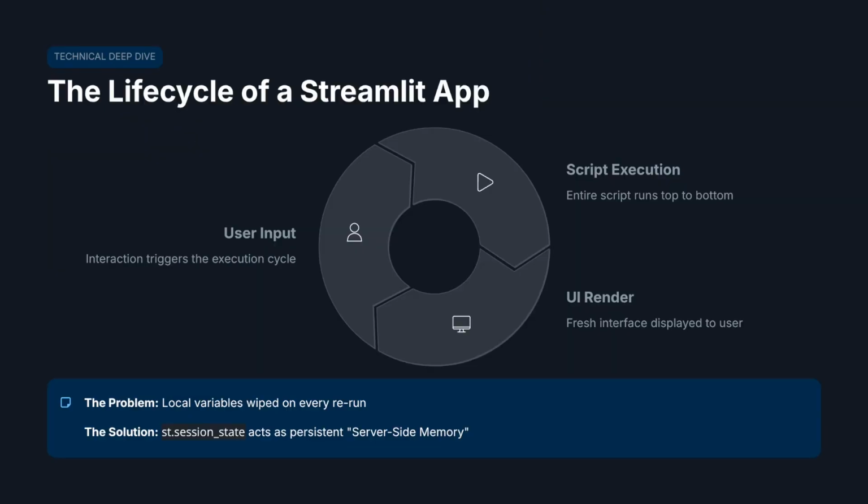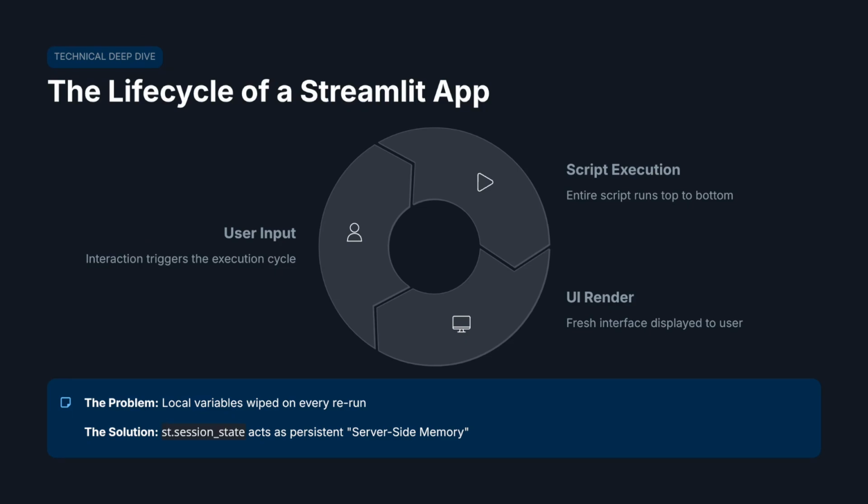Here is the most critical concept in Streamlit: the execution model. Unlike a traditional Flask or FastAPI server that stays alive, a Streamlit script is ephemeral. Every time a user types a message or clicks a button, the entire script executes from the first line to the bottom. This means every local variable you defined is destroyed and recreated.